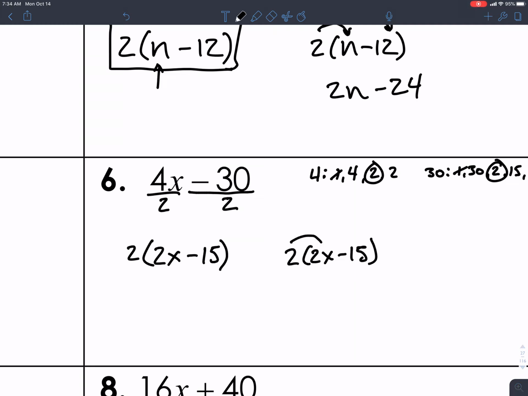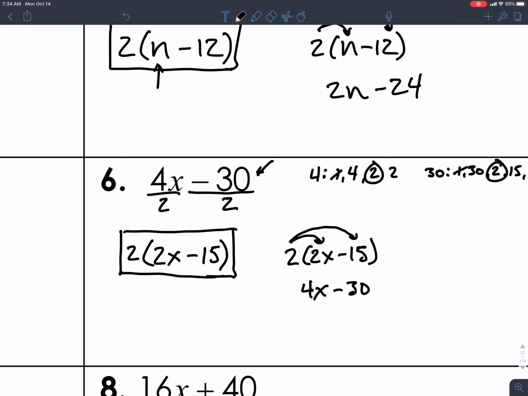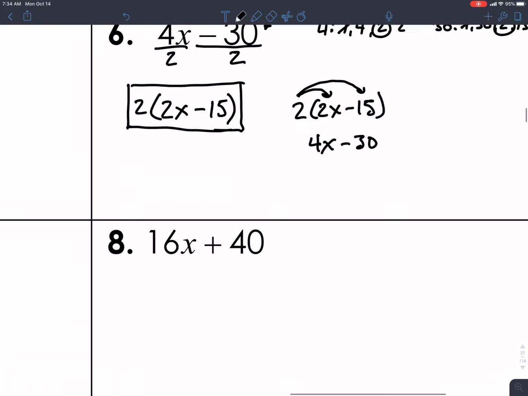Got to distribute. 2 times 2, that gives me 4x. 2 times negative 15, that's a positive times a negative, gives me a negative 30. Is that what we started with? Yeah, cool. We started with that, so this is a good answer. Let's look at number 8.